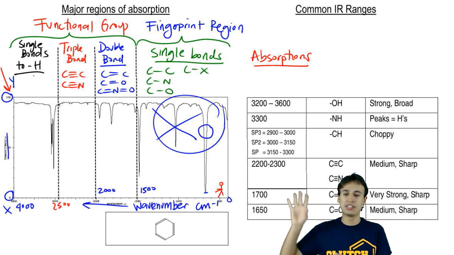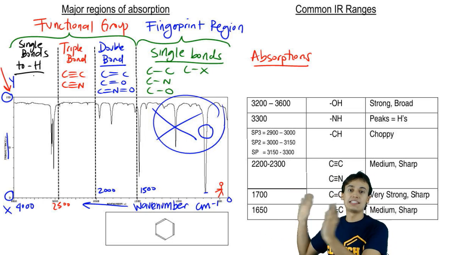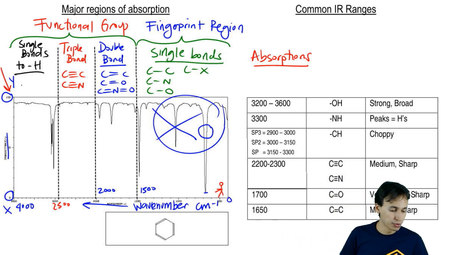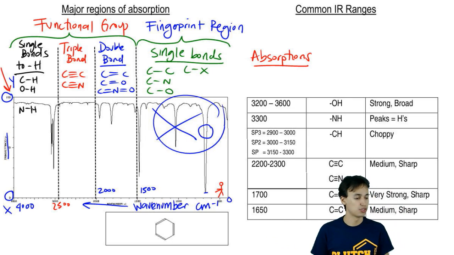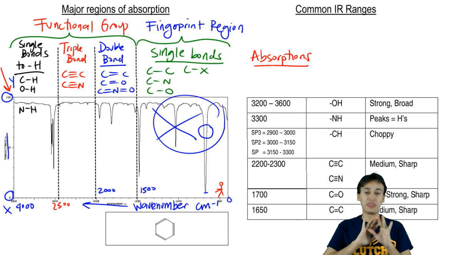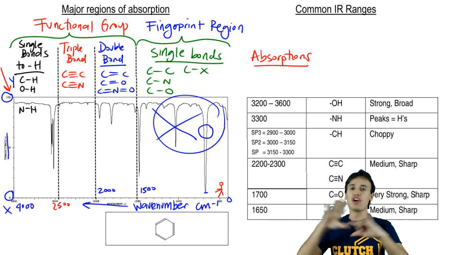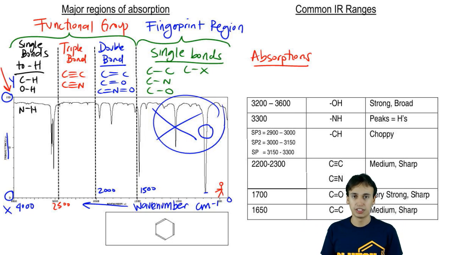So what kind of bonds do we see in the single bond to H region? Well, that's where we're going to have our CH, our OH, our NH. I'm just going to dip into it a little bit. Pretty much those are the ones that we're going to deal with, okay? We're going to see a lot of those. And that kind of explains the general regions of the spectrum, okay?